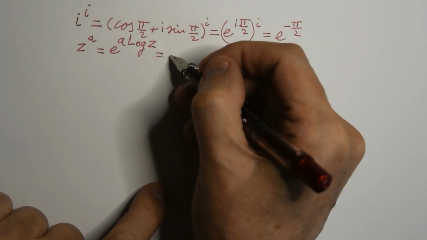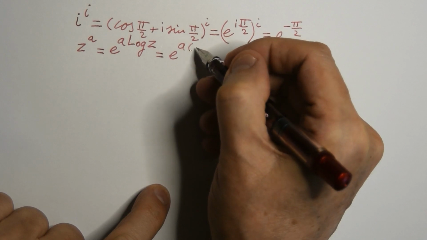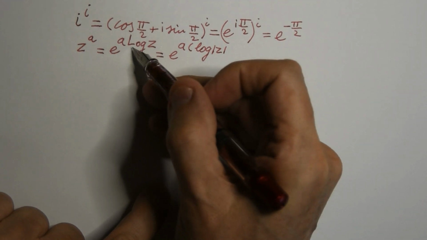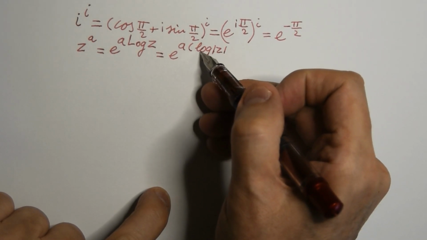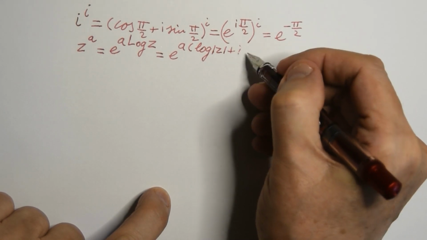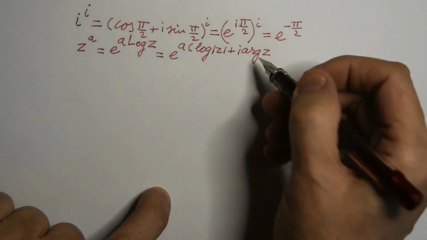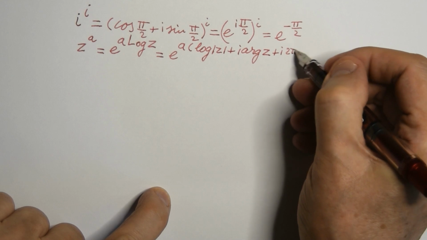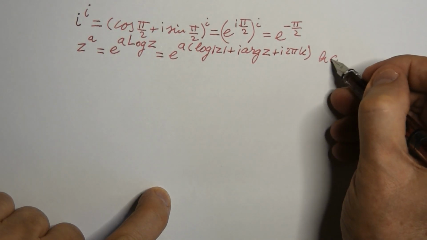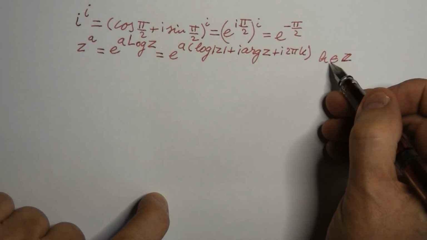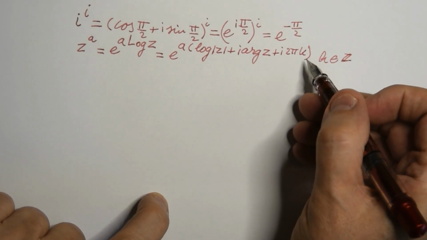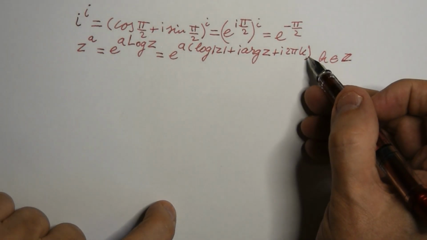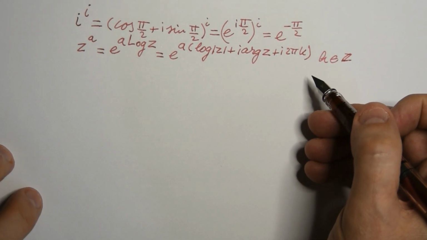So if we write this out, we get e to the power of a times (log of absolute value of z, and note that this is a capital Log because it's all the branches, and this is just the primary branch, which I note with a small log, plus i Arg z, the argument of z, so what the angle is, plus i 2 pi k), where k is an element of Z. And in this case you can see that there are multiple solutions to z to the power of a, not just one single solution. There's an infinite amount of solutions because of the branches.